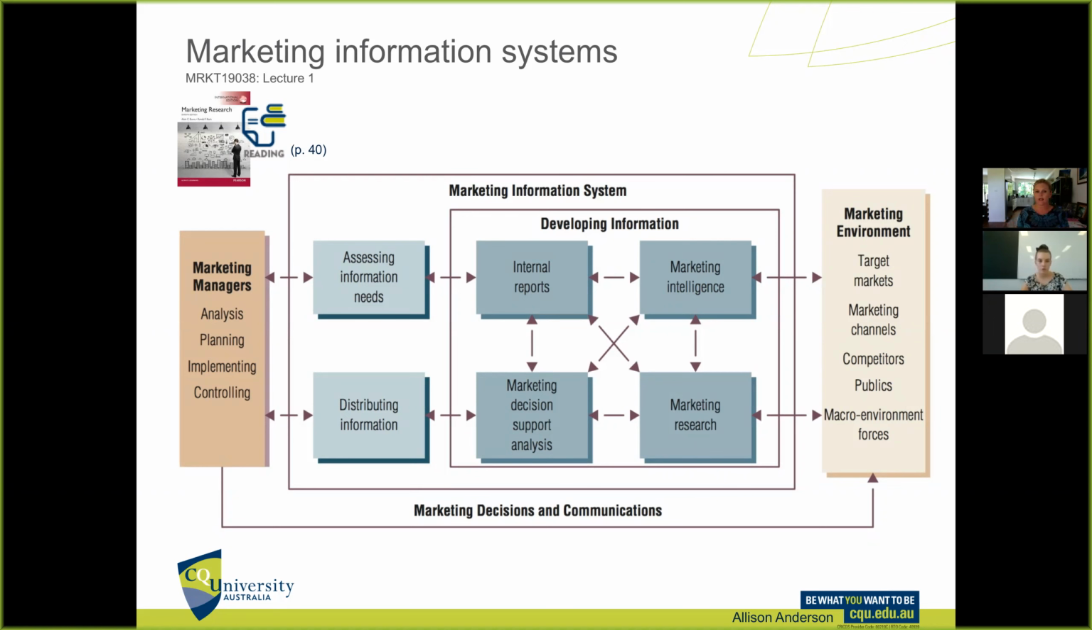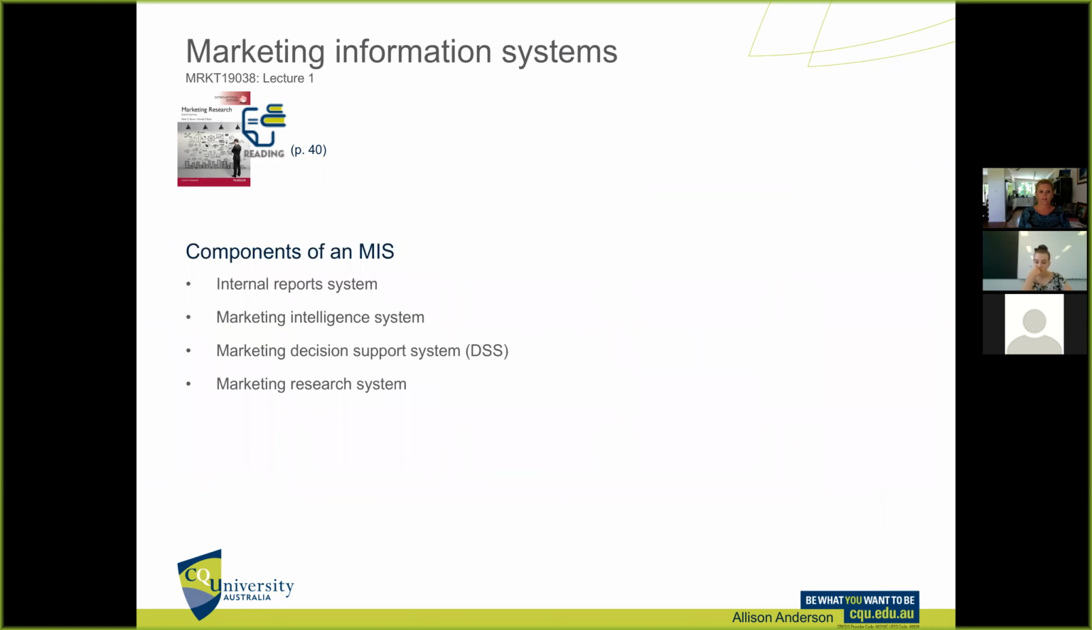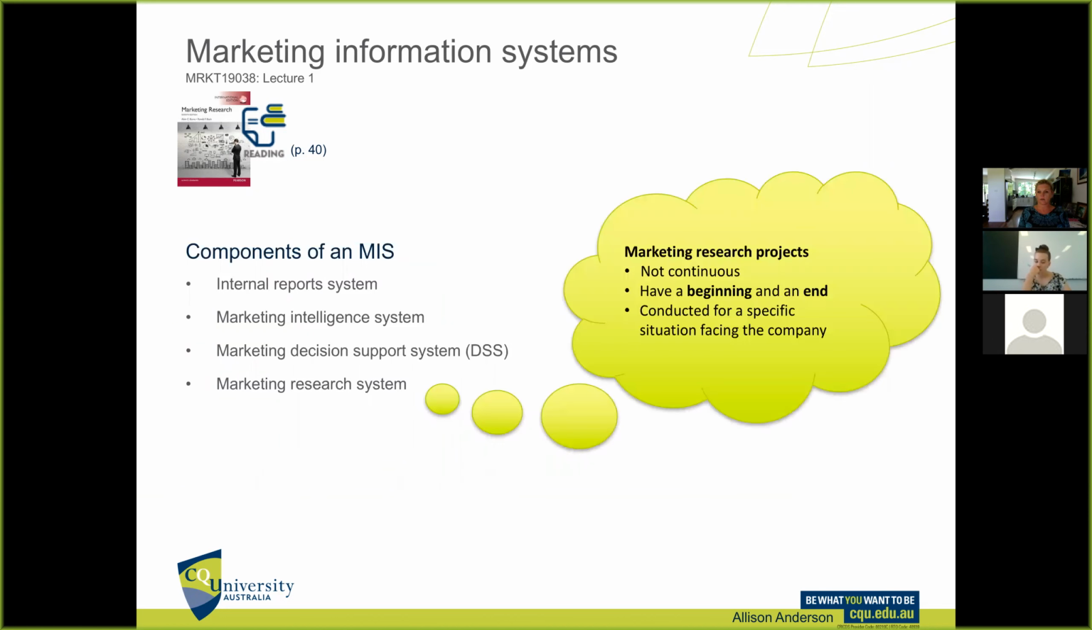Marketing intelligence, which is understanding wider things that are going on, so looking at secondary information and statistics and so forth. Marketing decision support analysis, which is using computer models basically to do scenario planning. And then marketing research, which is the focus of this unit. Okay, there you go. So they're the 4 key components that we're looking at in this subject, particularly the marketing research system.